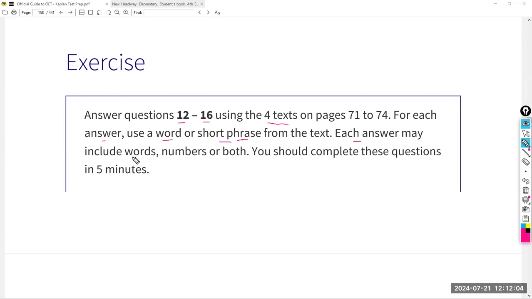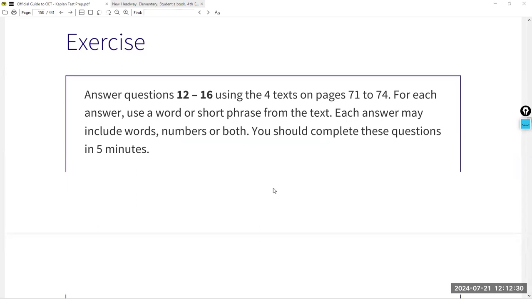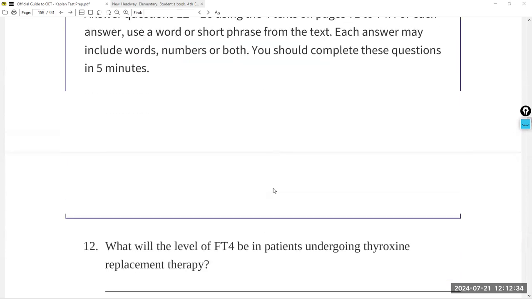Each answer may include, as I told you, words, numbers, or maybe both of them, and we have to complete the questions only in 5 minutes. So please be careful, because in all of part A, let me remind you, we have to solve all the questions in only 15 minutes. So please, you have to be as fast as you can. But now, because we are practicing, I'm not going to specify 5 minutes, because I need you to be familiar with this kind of question, which is writing the short answer.